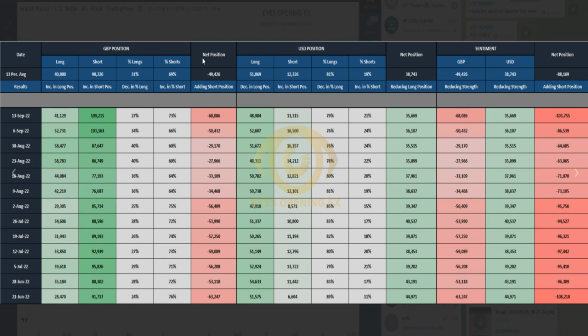So looking at the quote data, we see the strength in GBP and also the strength in USD. Based on our net position, that is calculating from 3 weeks back to the recent week. All right, that is how we calculate our quote data.